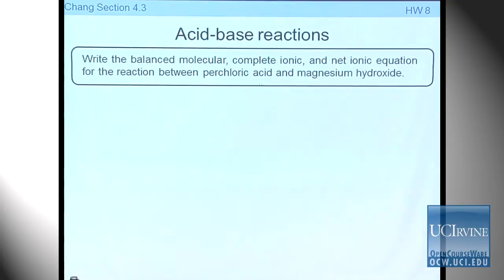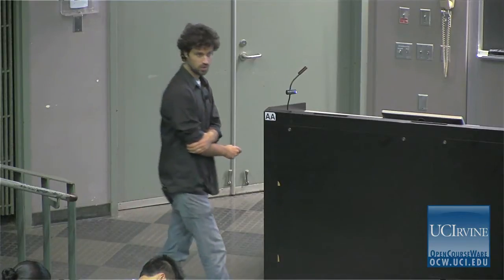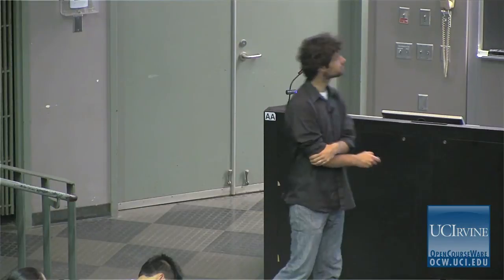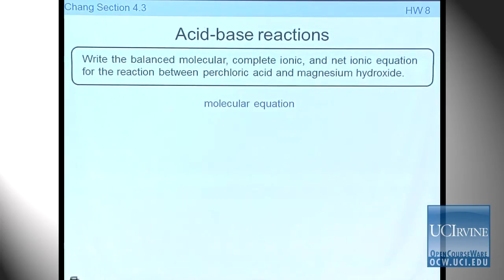It is perchloric acid, and it is interacting with magnesium hydroxide. Perchloric acid is a strong acid, and magnesium hydroxide is a very strong base, so this will definitely be a unidirectional reaction. The molecular equation, what I do is I'm going to write down the full compound. Okay? Perchloric acid is here, HClO4 aqueous. That is the molecular compound. Don't show the charges here.